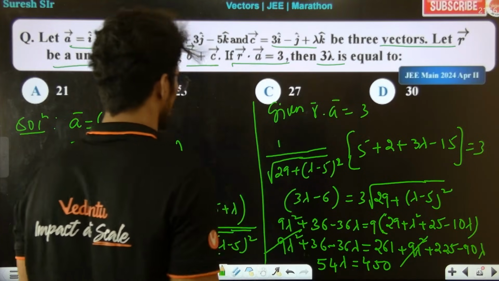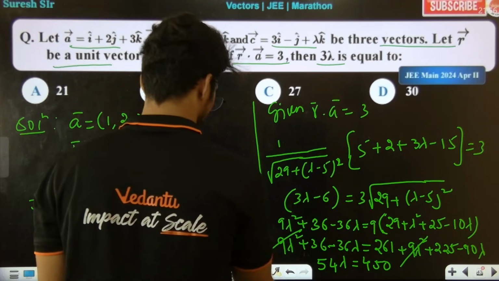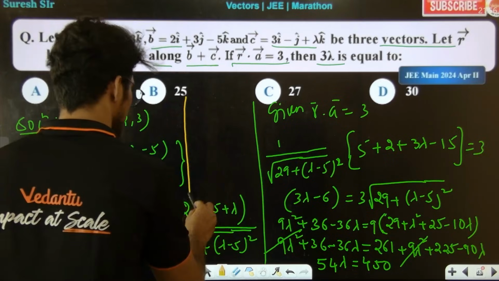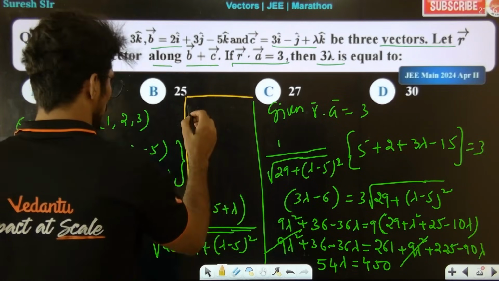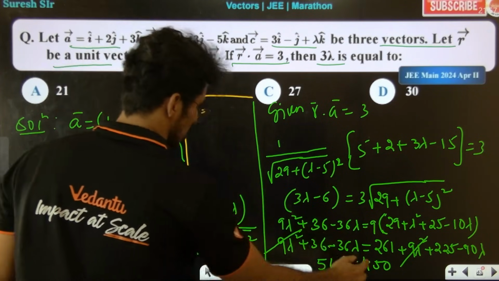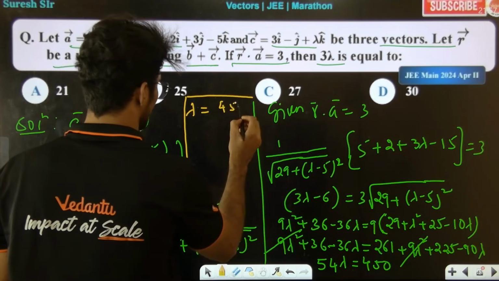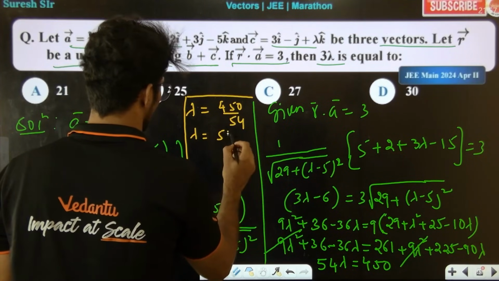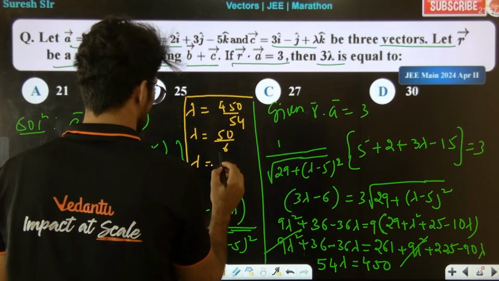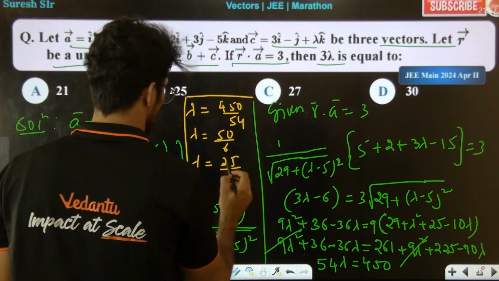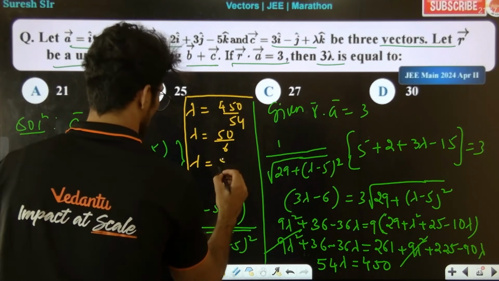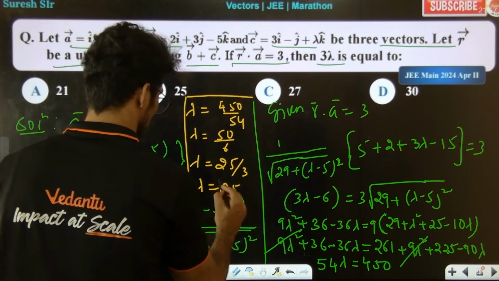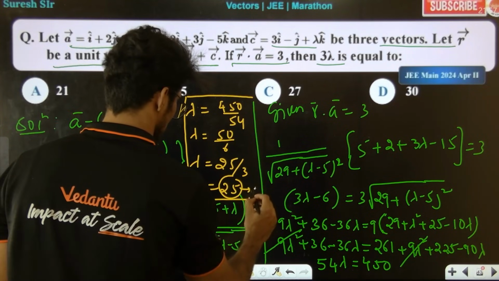So let me write here. Let me create some space here. So lambda is equal to what, sir? 450 by 54. So lambda is equal to 450 by 54, that is 25 by 3. So lambda is 25 by 3, which means 3 lambda is equal to 25. This is your final answer.